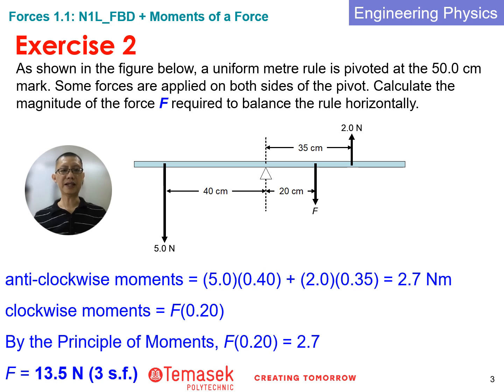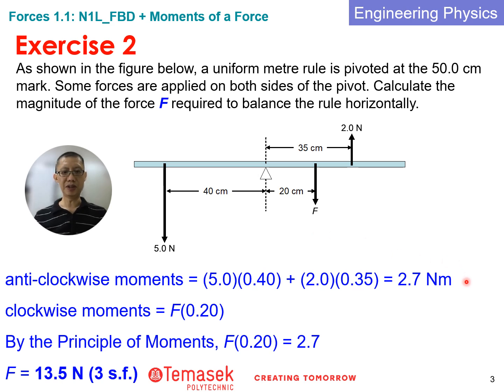Now, let's tackle another exercise together. In the diagram, a uniform meter rule is pivoted at the 50 cm mark with forces acting on both sides. To balance the rule horizontally, we are to calculate the magnitude of force F.